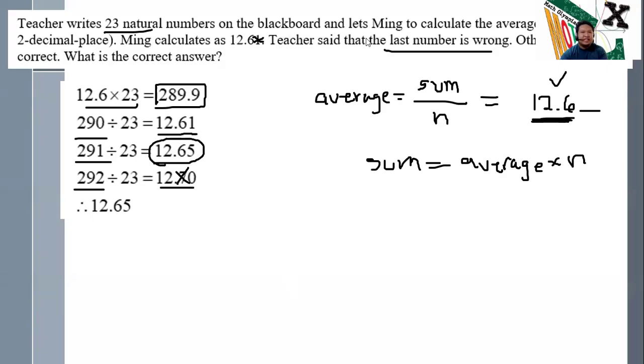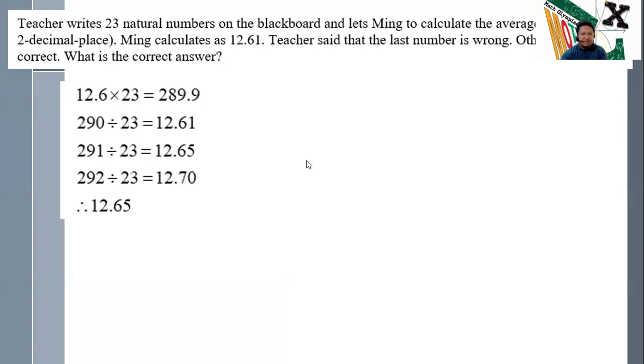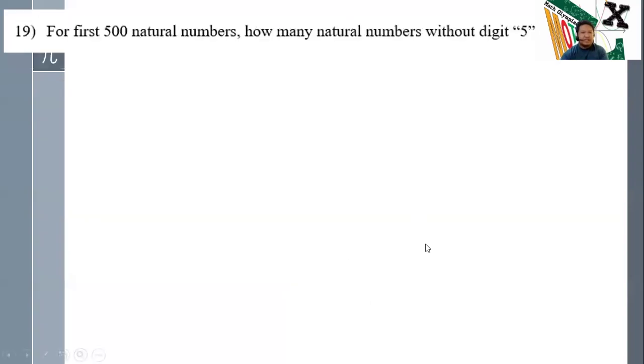This is number 18. Let's go with number 20. Next question: for the first 500 natural numbers, how many numbers without digit 5 are there?